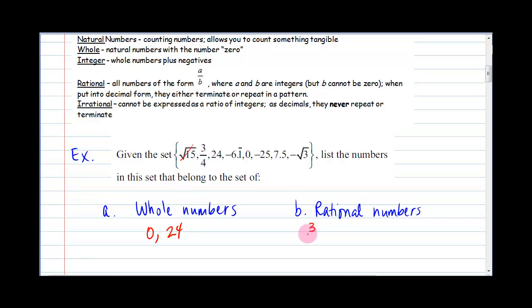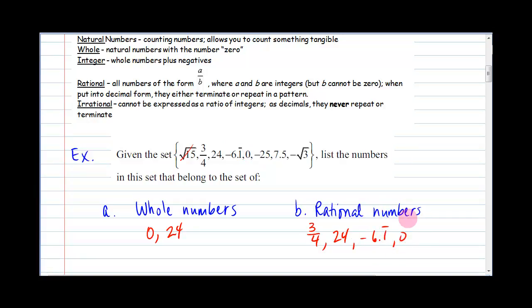3/4 is going to count. 24, yes, because it was part of the whole numbers a long time ago. Here I have negative 6.1 with a line over the top. Remember, the line over the top means that it is a repeating decimal, but it does form a pattern, so this would fall into my set.